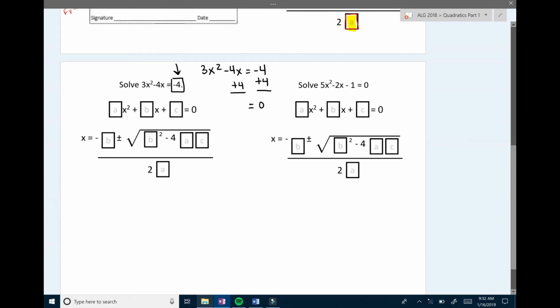Notice this 4 does not have an x or an x squared, so they are not like terms. So therefore, 3x squared minus 4x plus 4. Okay, all that I did was I did the inverse. I added the 4. Since they aren't like terms, I just write it to the side. Alright, now let's put these into the boxes. So I have a 3 here, I have a negative 4 here, and I have a 4 in the C box.